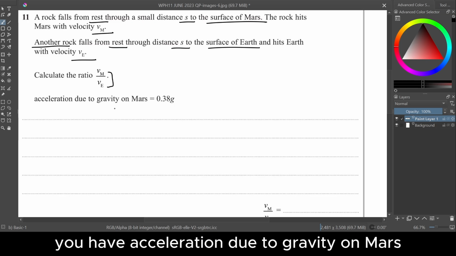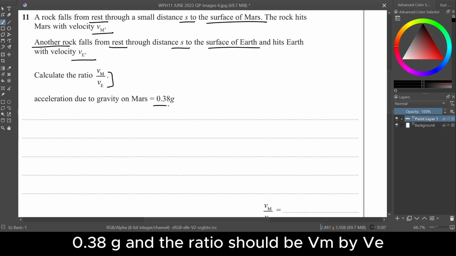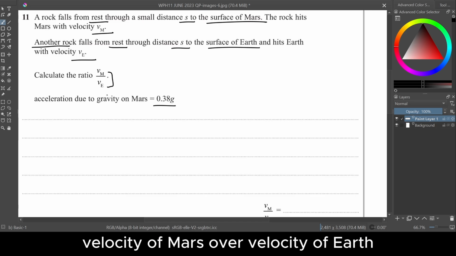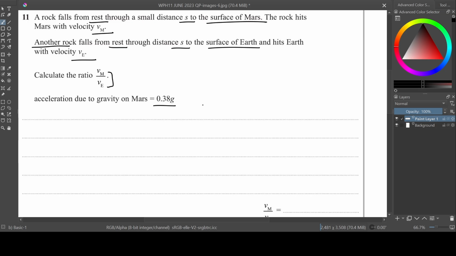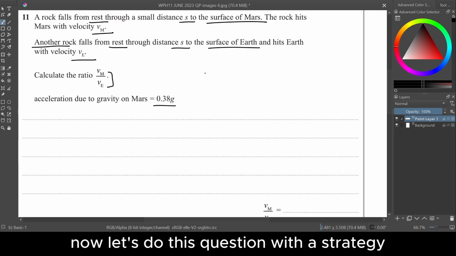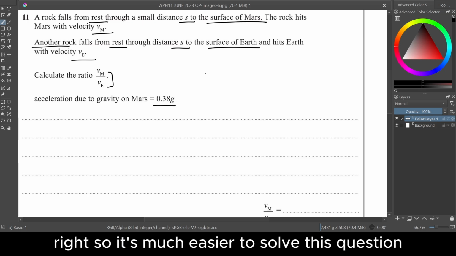You have acceleration due to gravity on Mars as 0.38 g, and the ratio should be Vm by Ve, velocity of Mars over velocity of Earth. Now let's do this question with a strategy, so it's much easier to solve.